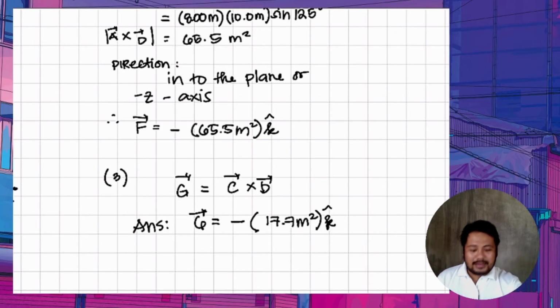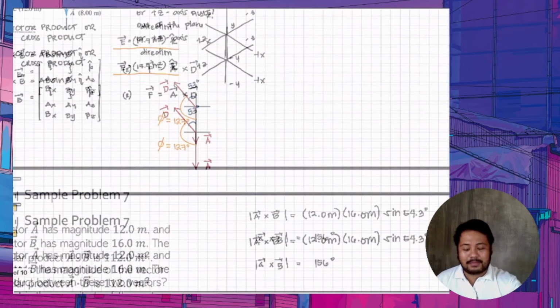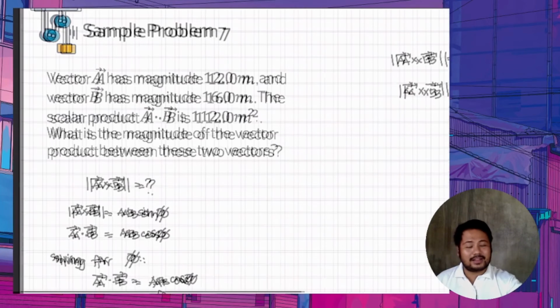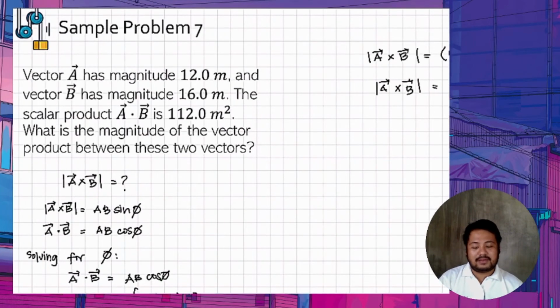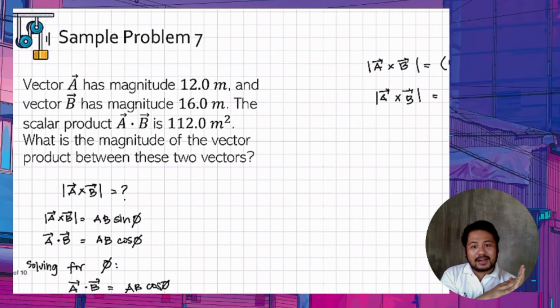Okay, let's now have sample problem 7. This is kind of different now. Vector A has a magnitude of 12 meters and vector B has a magnitude of 16 meters. The scalar product A dot B is 112 meters squared. What is the magnitude of the vector product between these two vectors?